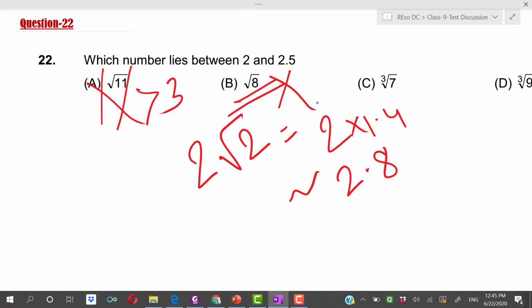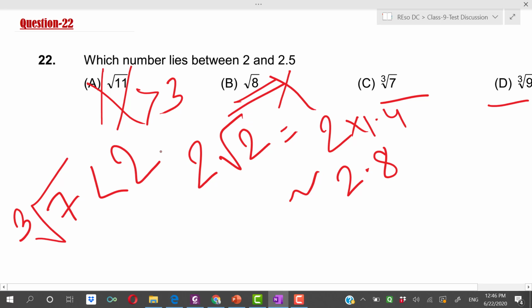Now my options are basically cube root of 7 and cube root of 9. Now this cube root of 7 will be less than 2. So my only option that is feasible here is cube root of 9. This is how we solve the questions even if we don't know the value. I don't know what is the value of cube root of 8 or I don't know what is the value of cube root of 9.